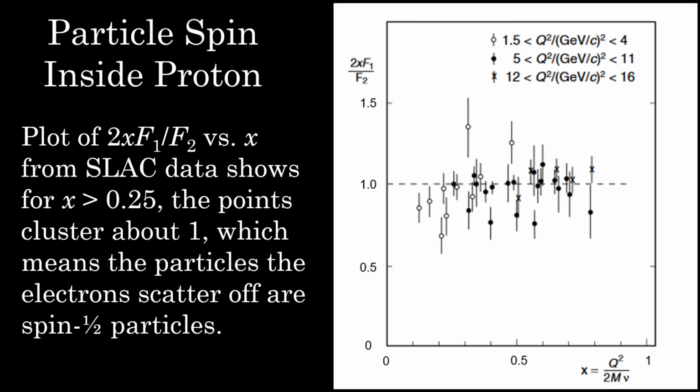The plot shown is the test used to determine the spin of the particles inside the proton. If 2 times the momentum fraction x times another structure function F1 divided by F2 is 1, the particles are spin 1/2 particles. If it is less than 1, then they are likely spin 0 particles. The ratio, being scattered about 1 for momentum fractions greater than x equals 0.25, was interpreted to mean the particles forming the proton are spin 1/2 particles.